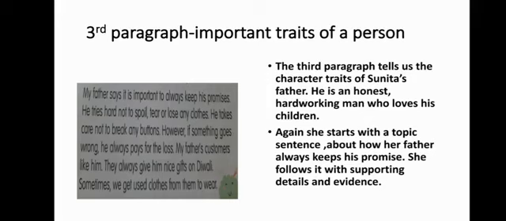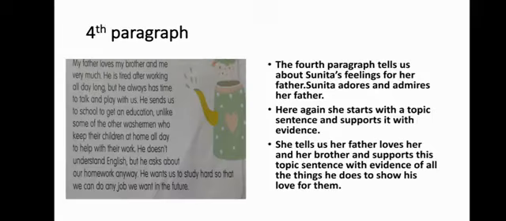Over here, he tries hard not to spoil, tear, or lose any clothes. He takes care not to break any buttons. However, if something goes wrong, he always pays for the loss. My father's customers like him. They always give him nice gifts on Diwali. Sometimes we get used clothes from them to wear. So over here, she gives us supporting details or evidence for the personality or the character trait that she has given to her father. So this is your third paragraph.